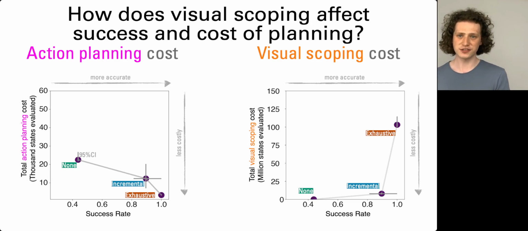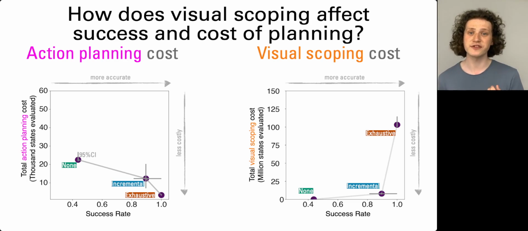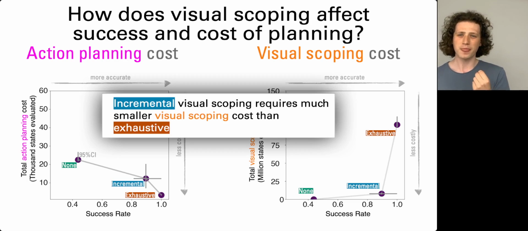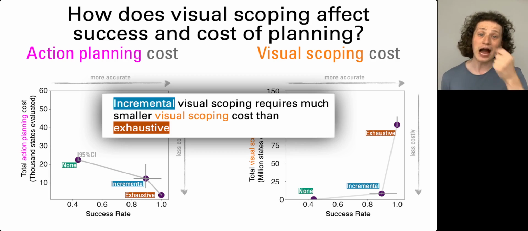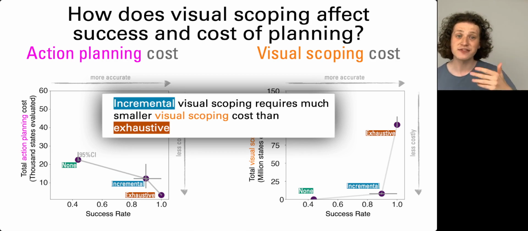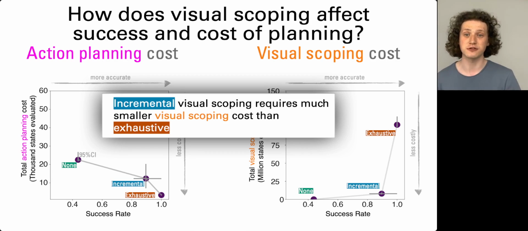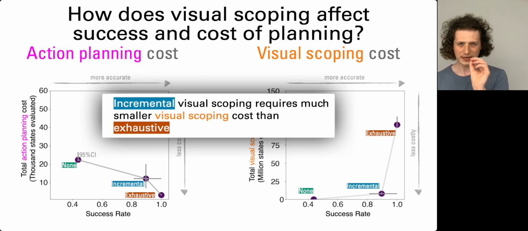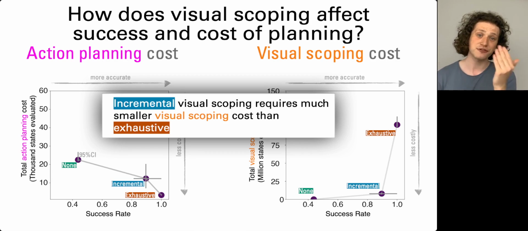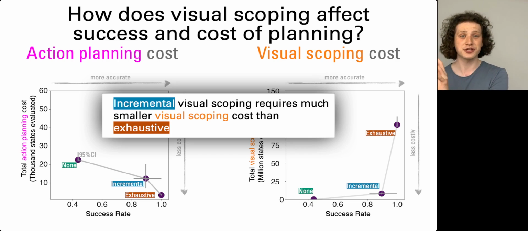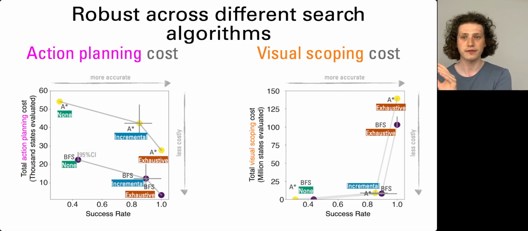And finally, the cost of selecting visual scopes using exhaustive visual scoping is larger by an order of magnitude compared to incremental. Therefore, while exhaustive visual scoping has a lower action planning cost, it is much more expensive compared to incremental when it comes to choosing those subgoals. So, the incremental planner trades a decrease in success rate against a huge decrease in visual scoping cost.